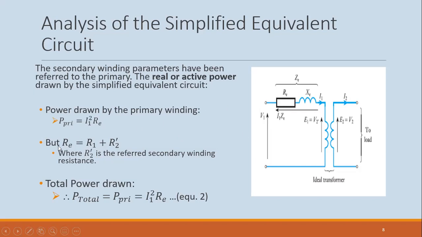But we know that this equivalent resistance has both the primary winding resistance and some component of the secondary winding resistance included in it, right? So that component of the secondary winding resistance is called R2 prime, and R2 prime is the referred secondary winding resistance. All right, so the total power drawn by this simplified equivalent circuit then would be I1 square RE.